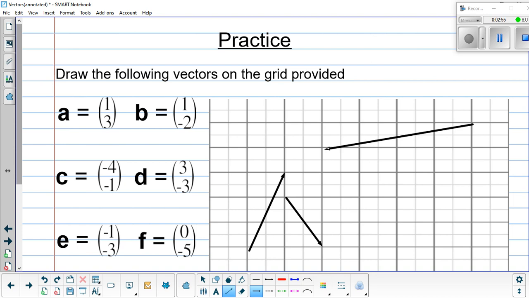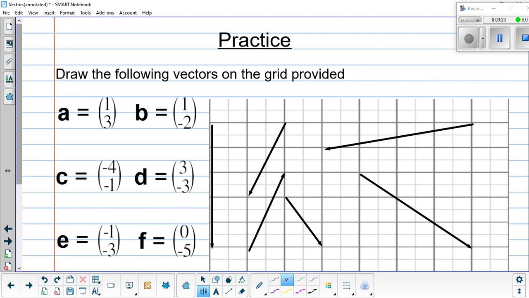D, we have 3 and -3. So here I'm going 1, 2, 3 to the right and 1, 2, 3 down. Next, I have -1, -3. So I am going 1 left and 1, 2, 3 down. And lastly, 0 and -5. I'm just going to do this one right over here on the very far left. So 1, 2, 3, 4, 5.